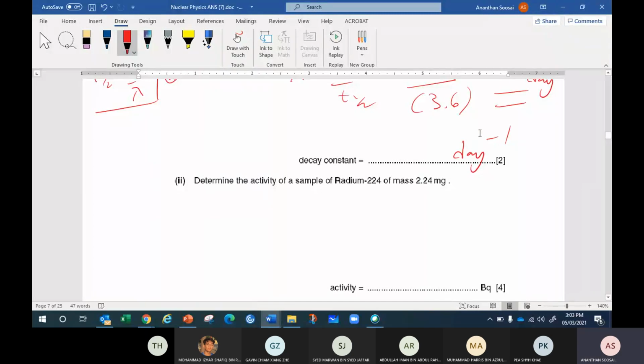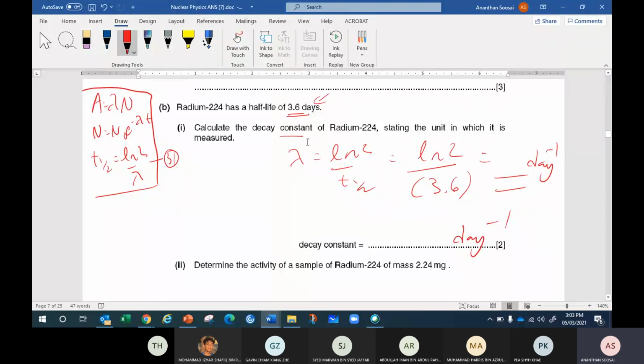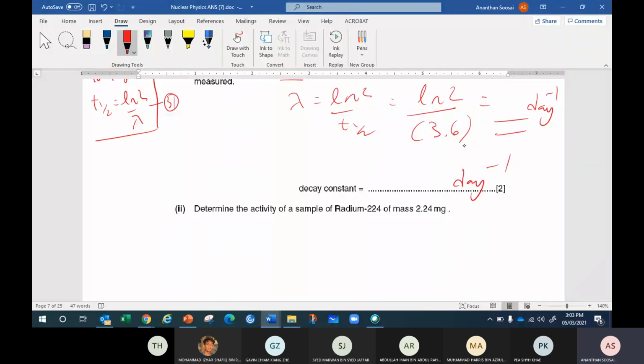How do we define activity? Activity is the first formula: activity is lambda N. We can find activity if we know lambda and N. Lambda we already calculated earlier. This is the trap. If you put it here per day, here it must be per second. The lambda must be per second. So whatever value you got, let's say x, x divided by per day, change to per second: 24 times 60 times 60 at the bottom, right? So you get per second.